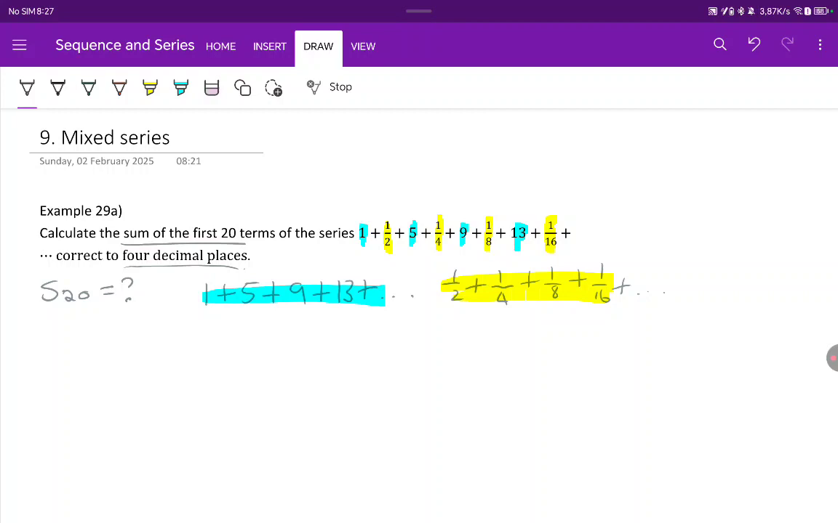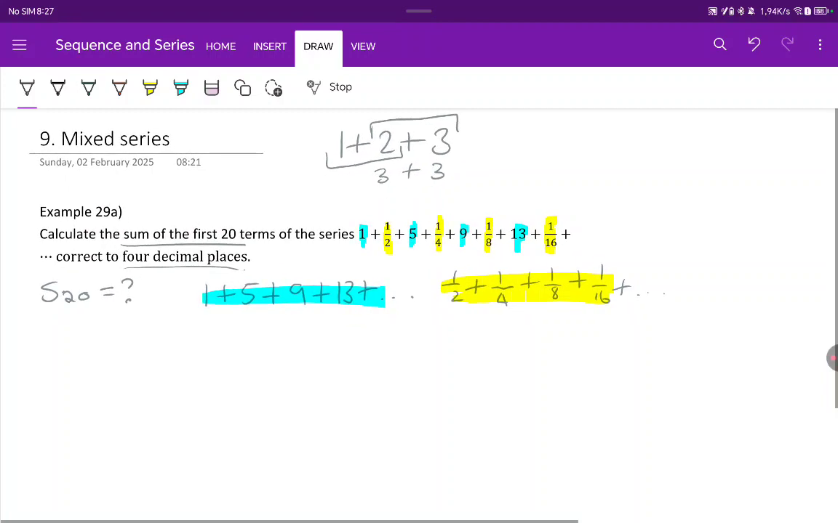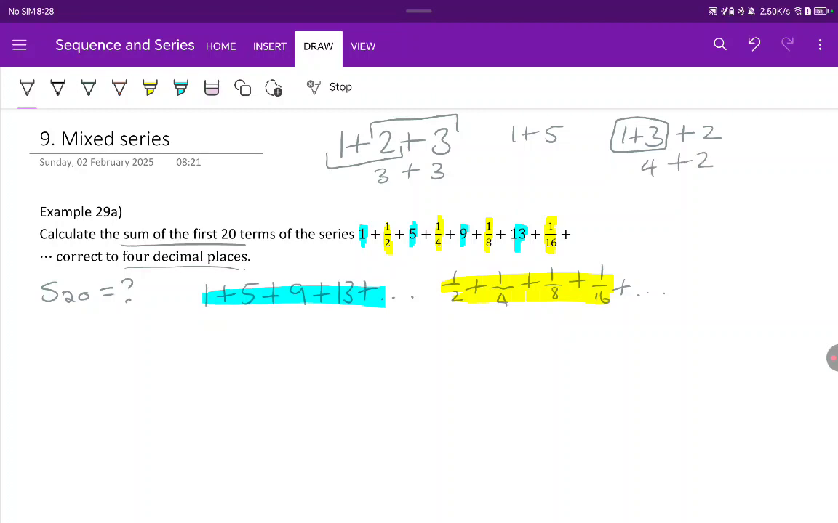Now, basically, why is this legally allowed? This is allowed because if I say 1 plus 2 plus 3, I can go 1 plus 2 equals 3 plus 3. But I can also go 2 plus 3 equals 5. So I can say 1 plus 5. Or I can say 1 plus 3 plus 2. Those two give me 4 plus 2. All of those mean the same thing. Because it's addition, the order in which we add does not matter.